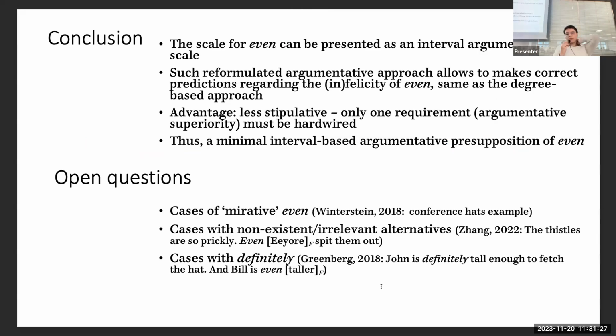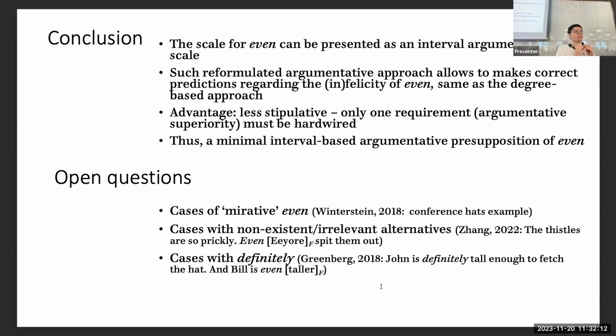Okay, so time for conclusions. First of all, we have shown that the scale for even can indeed be presented as an interval argumentative scale. And such a reformulated argumentative approach allows us to make correct predictions regarding the felicity and infelicity of even. And it does that the same as the degree-based approach. However, we claim that the argumentative approach formulated in such a way has an advantage. In fact, it is less stipulative because only one requirement, the superiority requirement, has to be hardwired. And thus, it allowed us to formulate a minimal interval-based argumentative account.